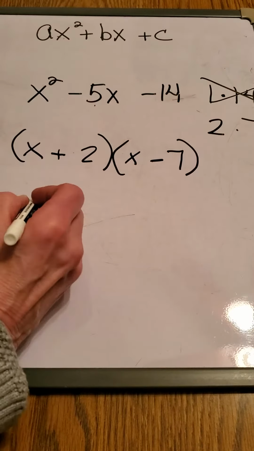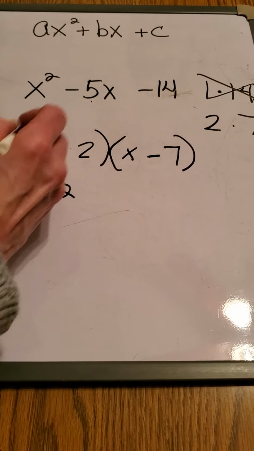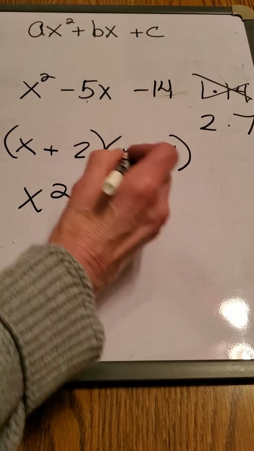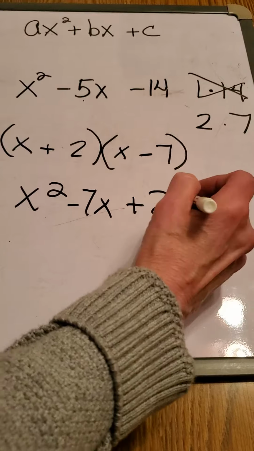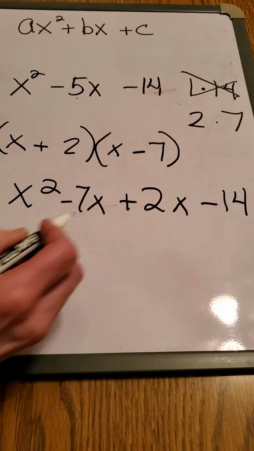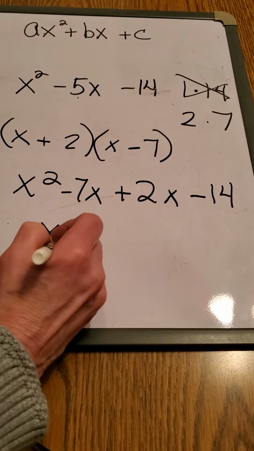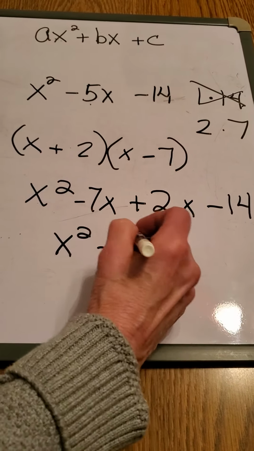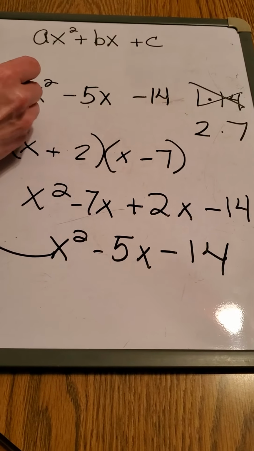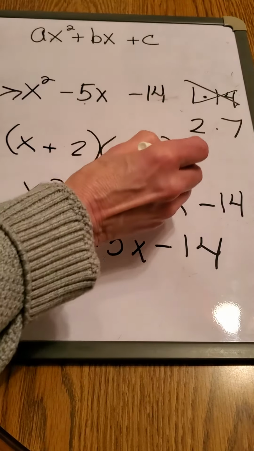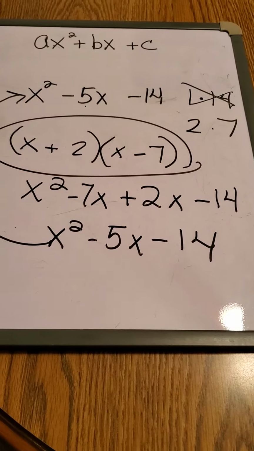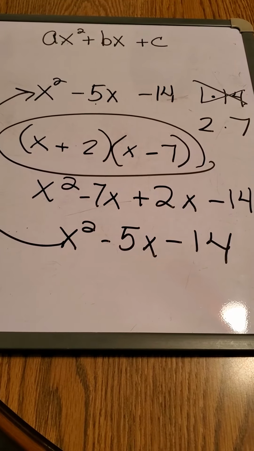So x times x is x squared. X times -7 gives me -7x. 2 times x gives me a +2x, and 2 times -7 gives me a -14. Combining my like terms, I get x squared minus 5x minus 14, which as you can see is my original quadratic. So my final answer is x plus 2 times x minus 7. This is how you factor a quadratic expression.